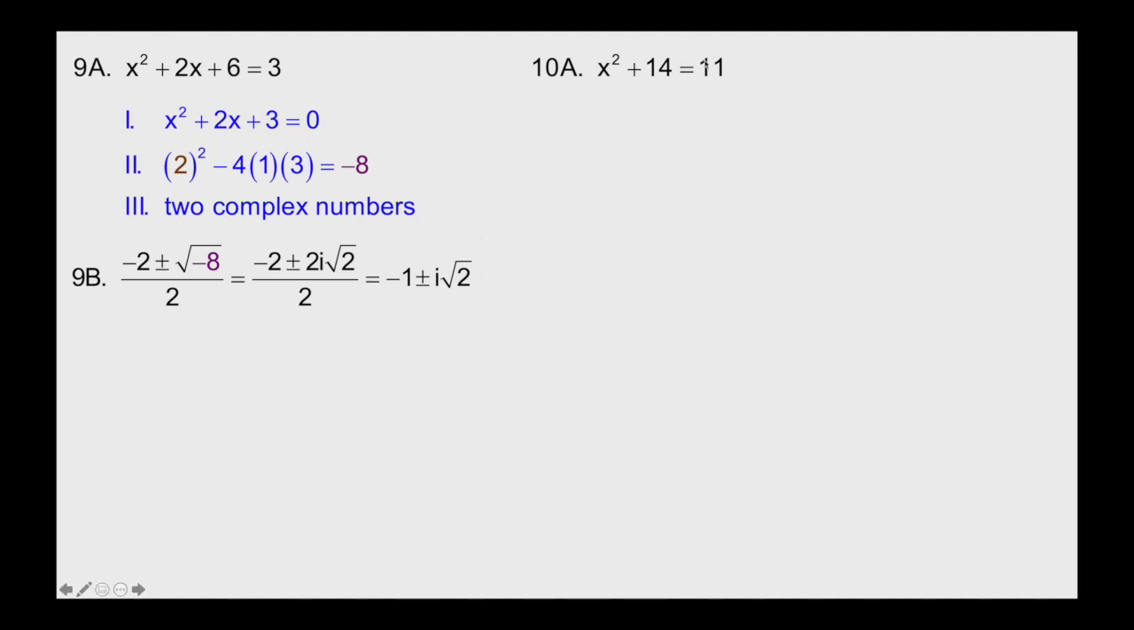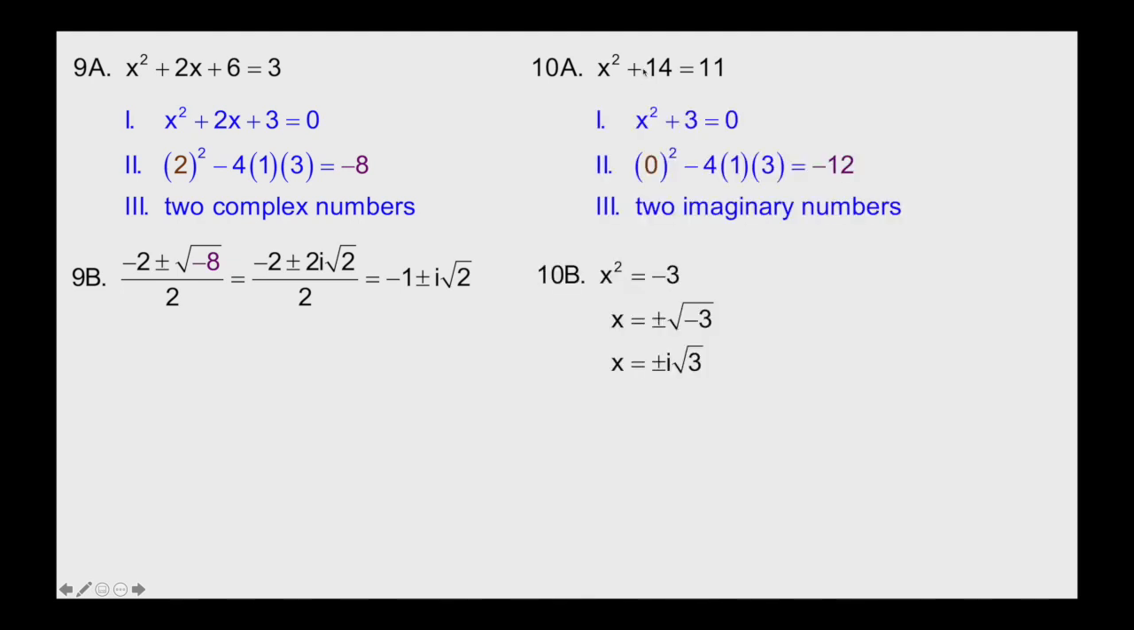And then for 10, if I subtract over the 11, I get x squared plus 3 equals 0. From here, b squared minus 4ac gives me negative 12. So for that, again, I know an imaginary number is going to be involved because I'll be taking the square root of a negative. But because we didn't have a b value here at all, our answer is not going to have a real part. It's just going to have two imaginary solutions.